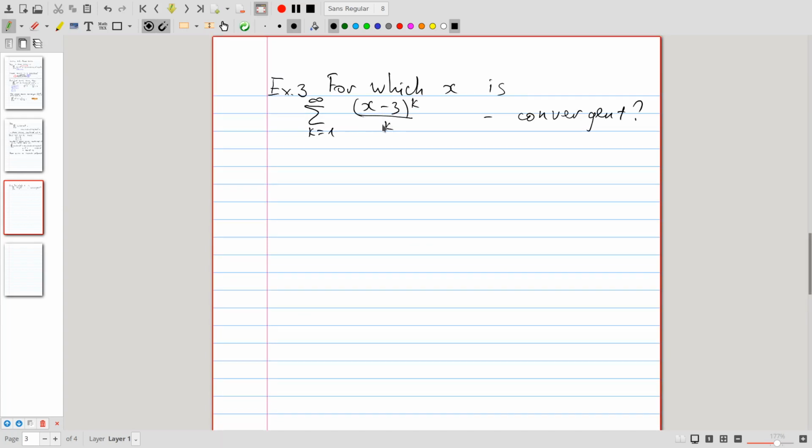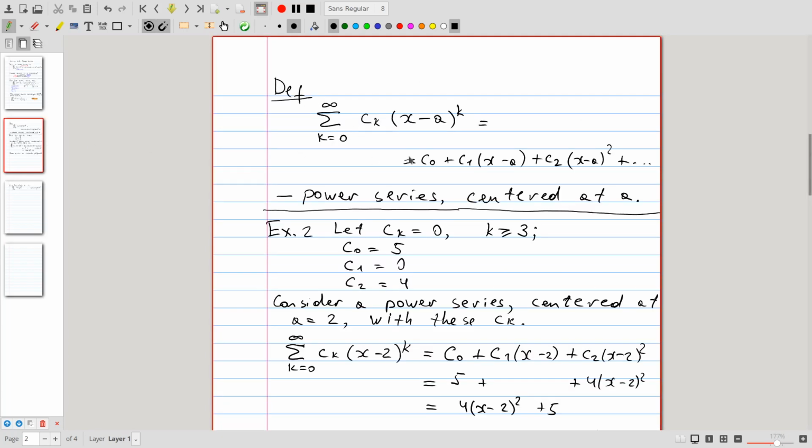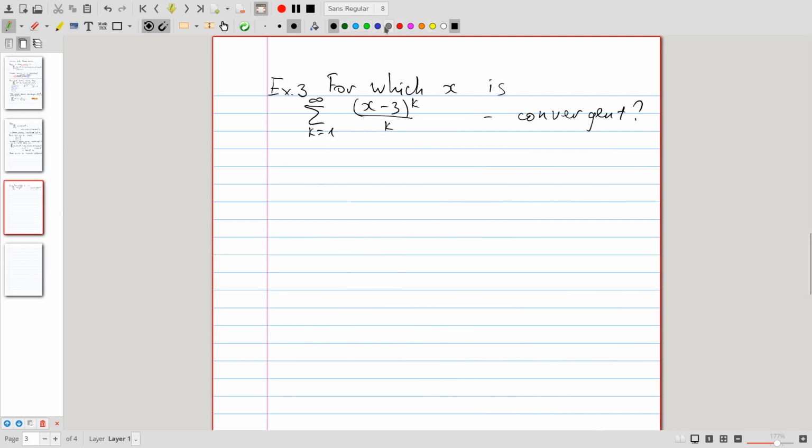Similarly, 1 over k here is the term corresponding to ck. So now in our series here we have a equals 3 and ck is equal to 1 over k, for k bigger than or equal to 1. C0, by the way, is simply 0 because there is no constant term. There is no term which does not involve a power of x minus 3. Okay.